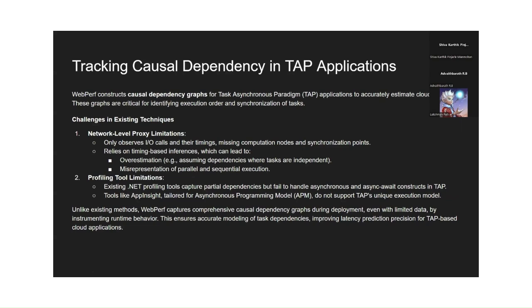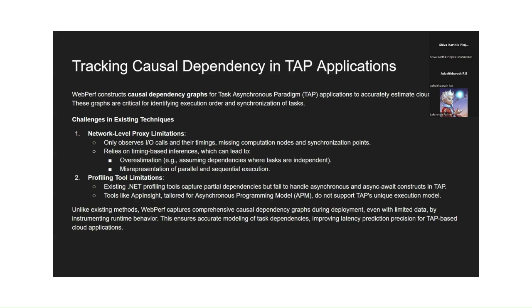Let's start with the causal dependency graphs. This graph maps out the order in which tasks execute and how they depend on each other, especially in complex applications. They are essential for understanding both parallel and sequential task flows, which help WebPerf predict latencies in cloud systems.